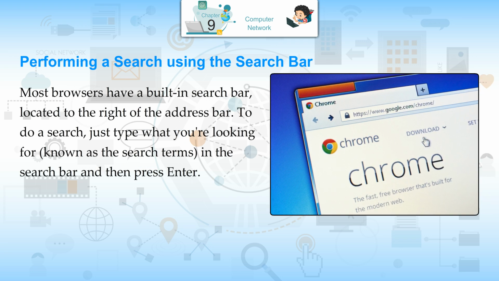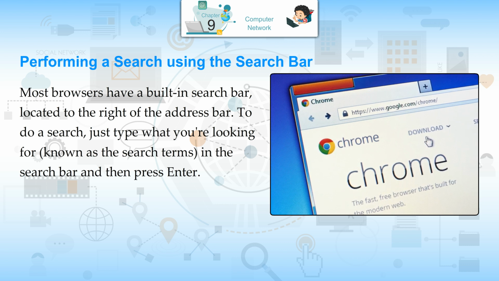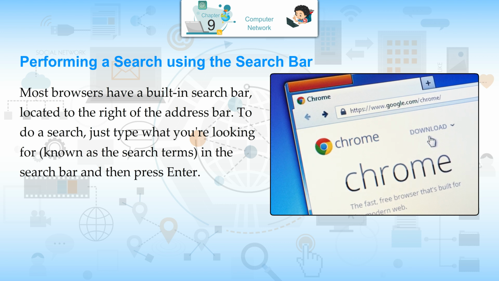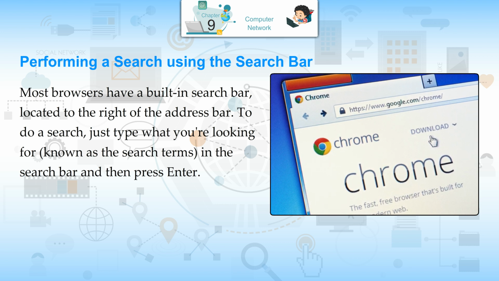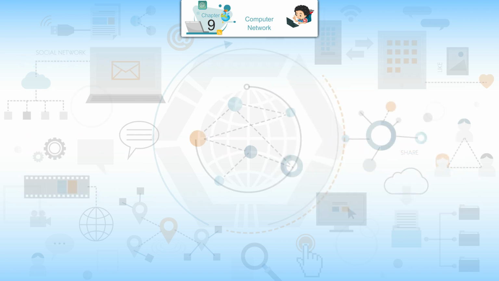Performing a search using the search bar. Most browsers have a built-in search bar located to the right of the address bar. To do a search, just type what you are looking for, known as the search terms, in the search bar and then press enter. Your browser will then take you to the search engine's website to show you the search results, which is a list of all of the websites that contain your search terms. Many browsers allow you to add to or change the search engines used by the search bar.